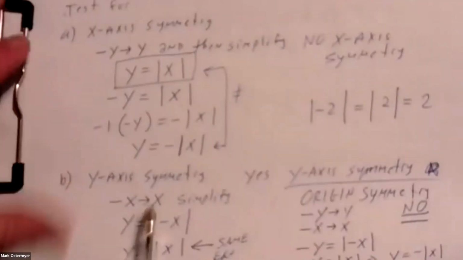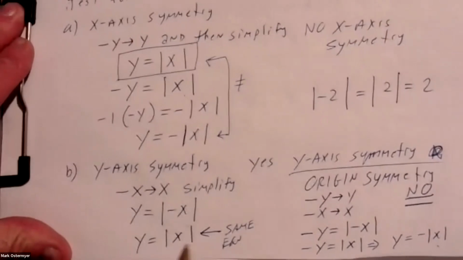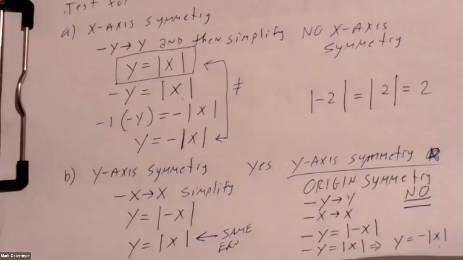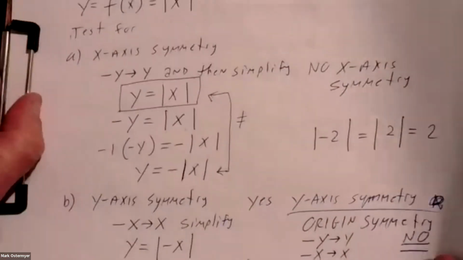And that's exactly what was shown algebraically, that we did have y-axis symmetry because we were able to get back the original equation after simplifying. Okay. So yeah, the graph is symmetric with respect to the y-axis. Make sense? All right, so this is how you test for different symmetries, okay, with respect to the x or y axis or the origin.